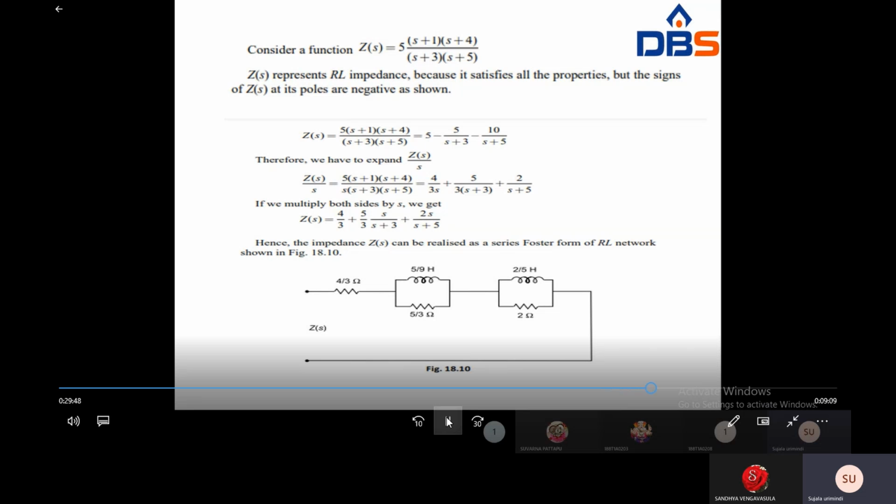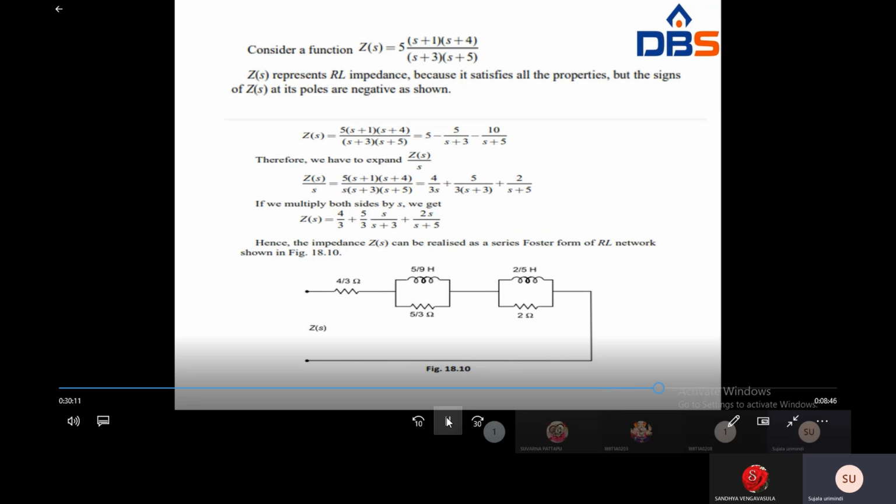You have to multiply by S in this equation. Then 4S by 3S, the S cancels, so it will be 4 by 3. Then 5S plus 3 into S plus 3, so 5 by 3 into S by S plus 3, and 2 into S by S plus 3. So when you get the impedance form, the first one, 4 by 3, has no S value, so simply you take it as the resistance.